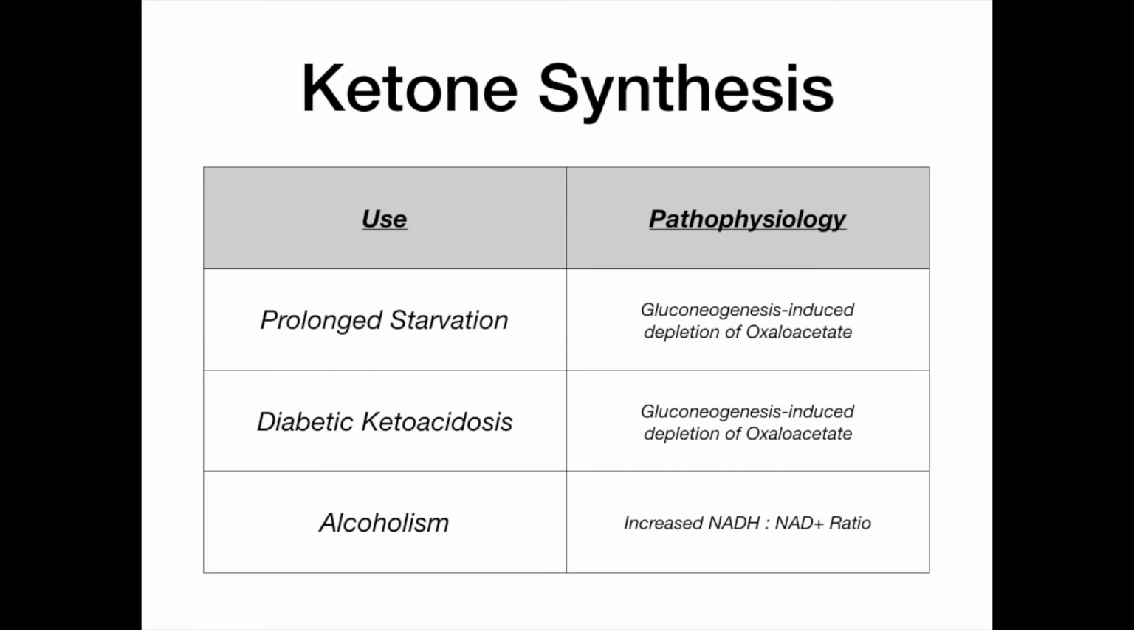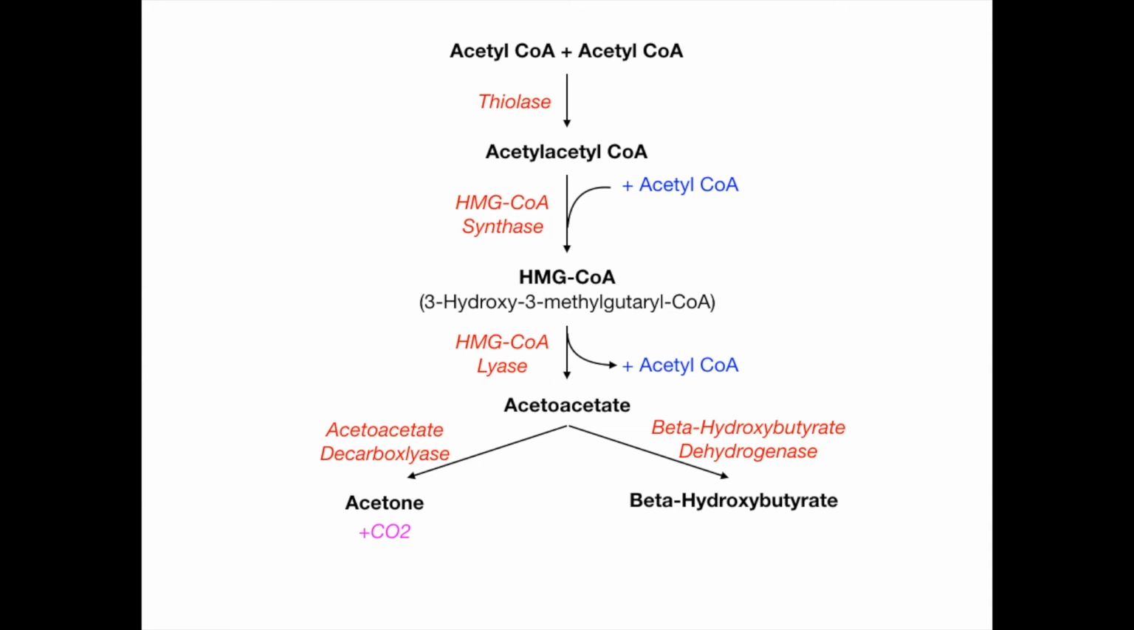So for completeness sake, here is our chart. We're going to add alcoholism, and the pathophysiology is the increased NADH to NAD+ ratio, again, due to the fact that we are depleting NAD+ when we metabolize ethanol. So here is the pathway that we've talked about. This is ketone synthesis. A couple other high-yield things that we need to mention.